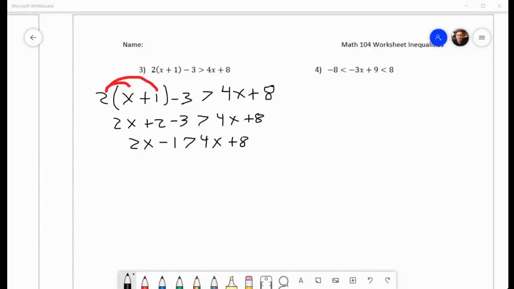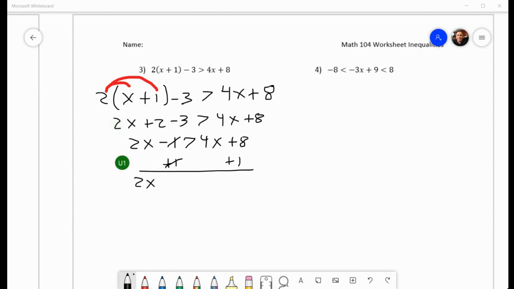Okay, so now what do we do next? Well, we want x all alone, okay? X has to be all alone on one side. So what I'm going to do first is add 1 to both sides, because I want to get x all alone, right? So we do that. Okay, now the 1's are gone, as you can see.